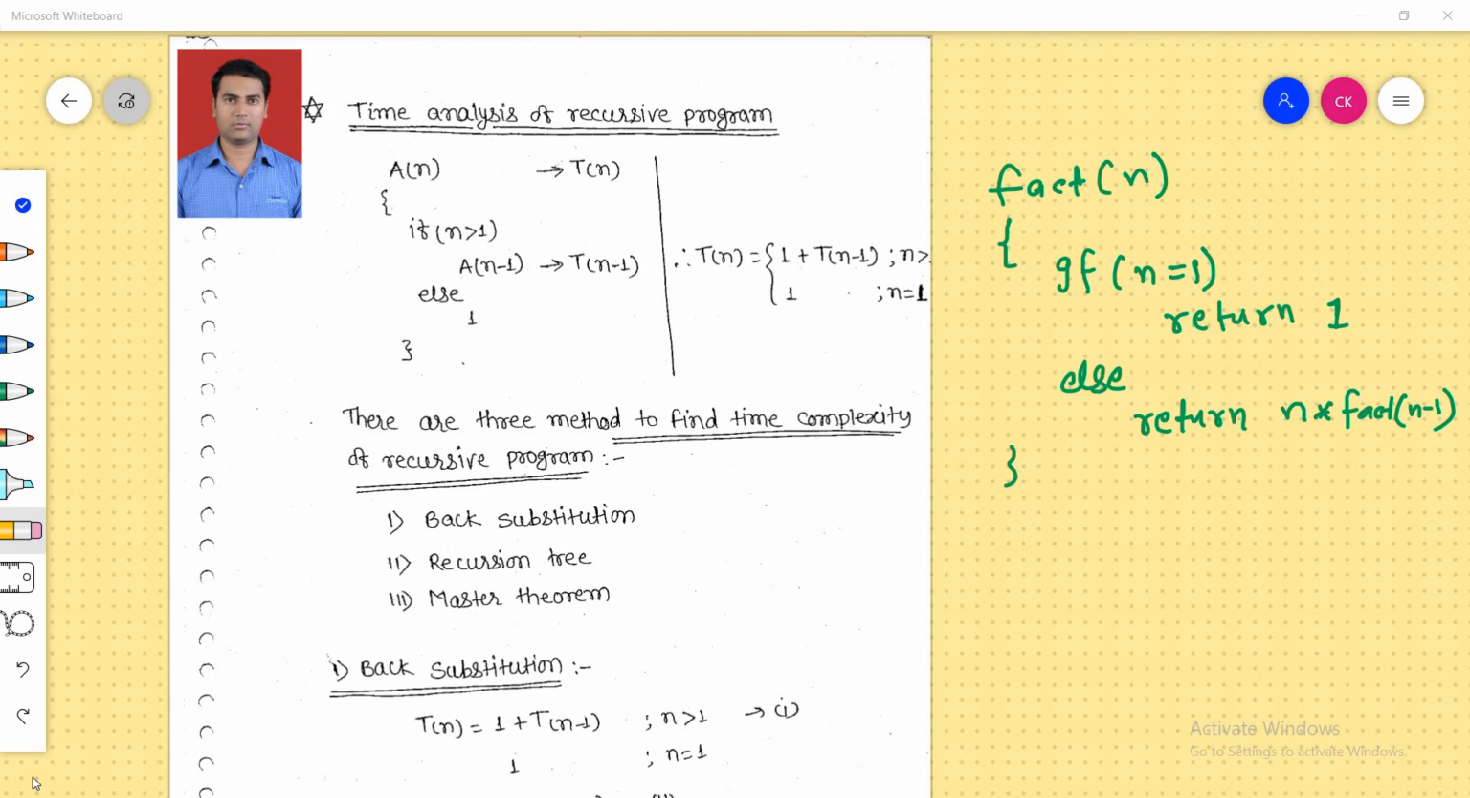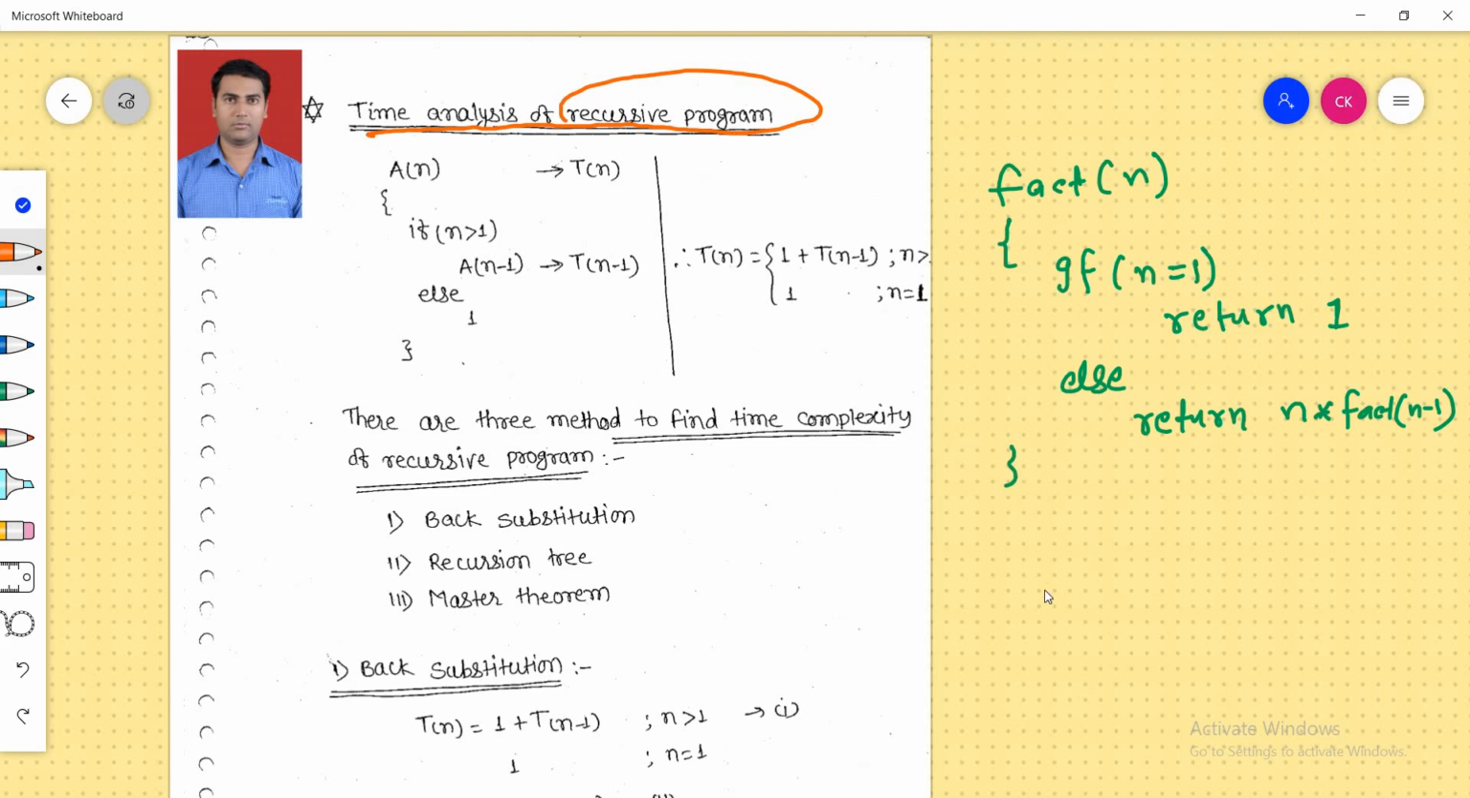We have already discussed how to find time complexity of iterative programs. Now we will discuss how to find time complexity of recursive programs. So what is a recursive program? What is recursion? Recursion is a function calling itself. कोई भी फंक्शन अपने आप को कॉल करता है तो वो रिकर्सन होता है.